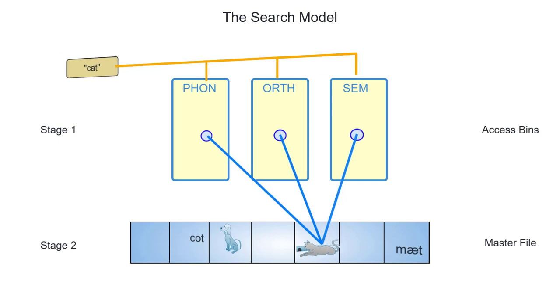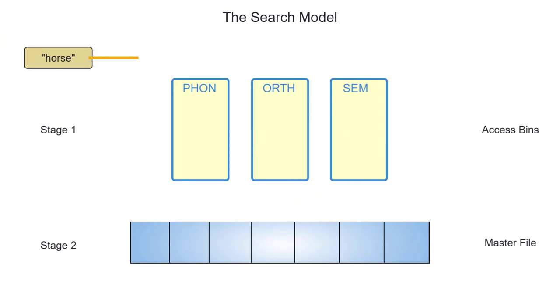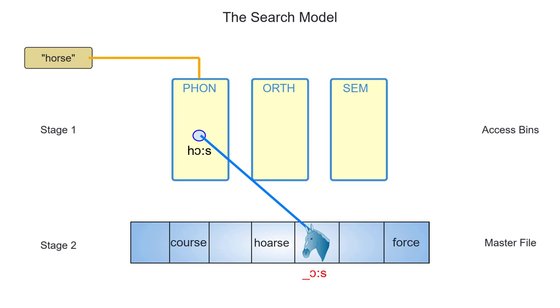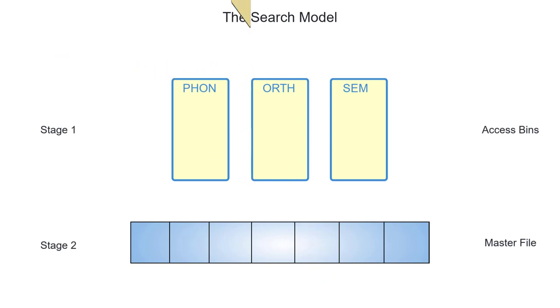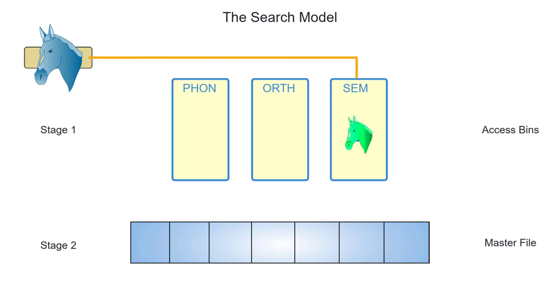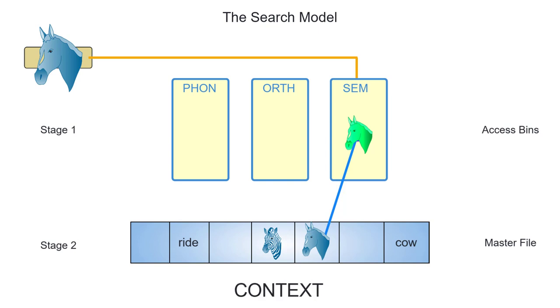Let us illustrate this. The spoken input horse is identified in the phonological access file and activates the target and all phonologically related elements, such as horse, force, course, etc. If the input is semantic, that is, if we identify the image of a horse, the master file would also contain elements such as zebra, ride, or even cow. In all cases, the final choice, of course, is context dependent.